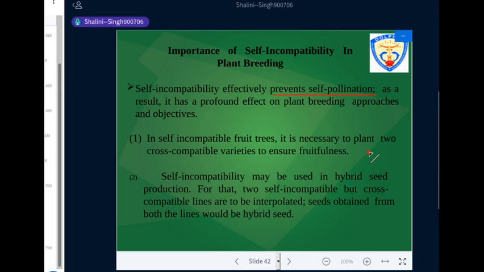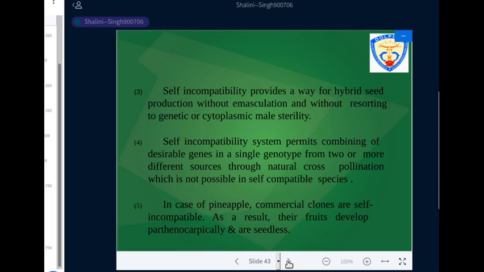The next point is that self-incompatibility may be used in hybrid seed production. For that, two self-incompatible but cross-compatible lines are to be inter-planted. Seeds obtained from both the lines would be hybrid seeds. Self-incompatibility provides a way for hybrid seed production without emasculation and without resorting to genetic or cytoplasmic male sterility. Emasculation is removal of anthers from the flower before pollination.